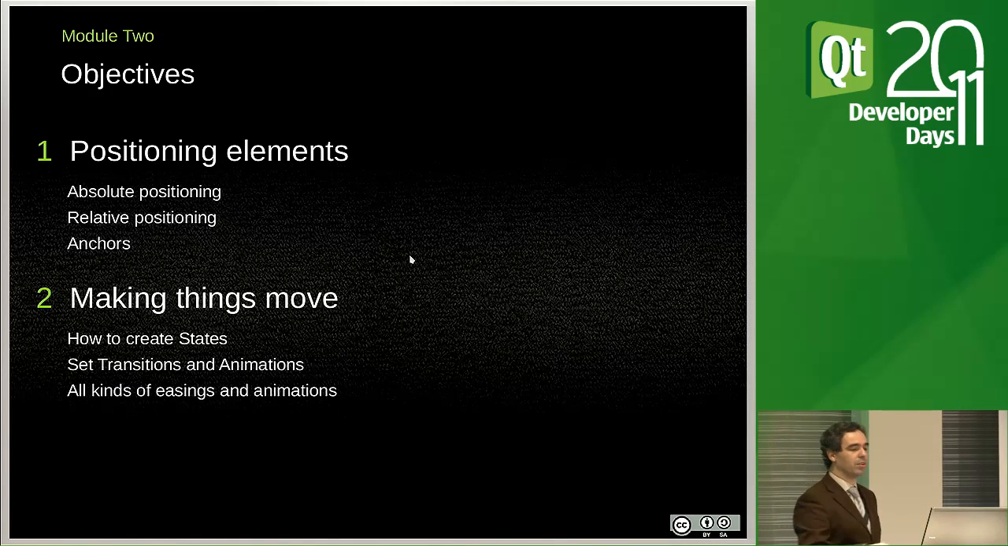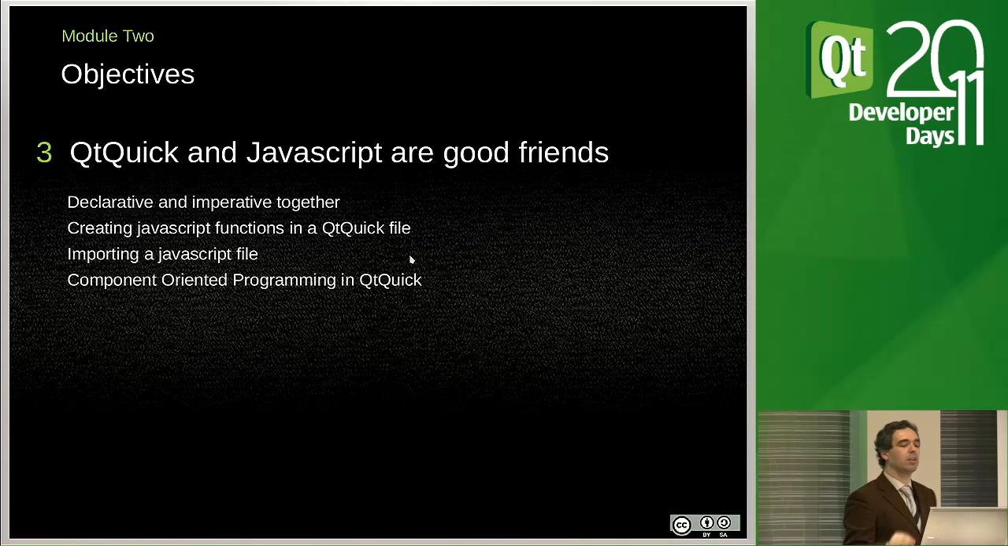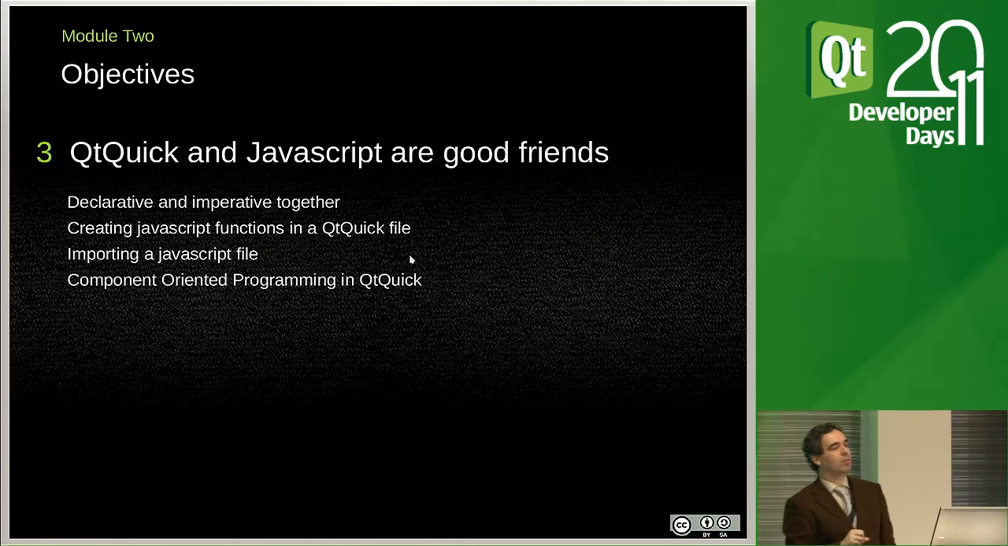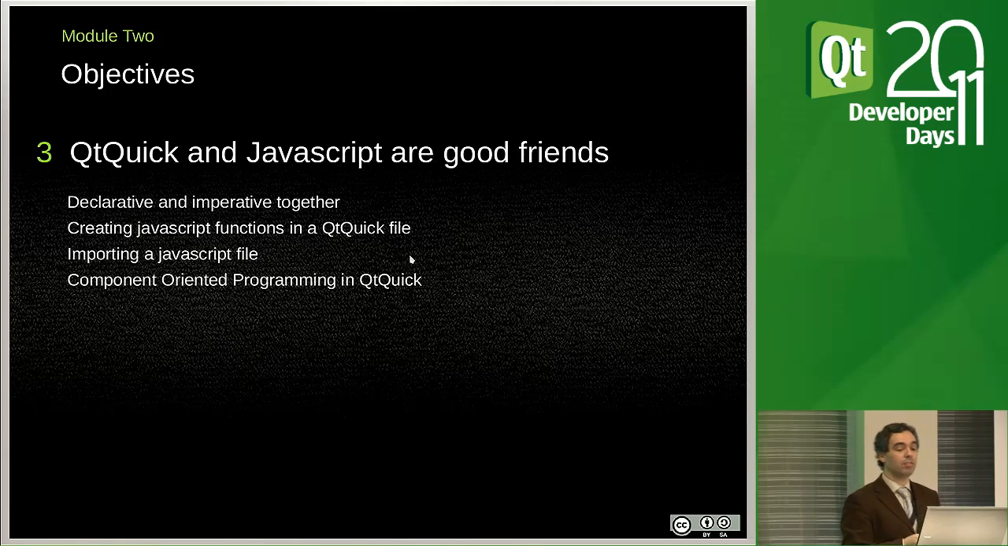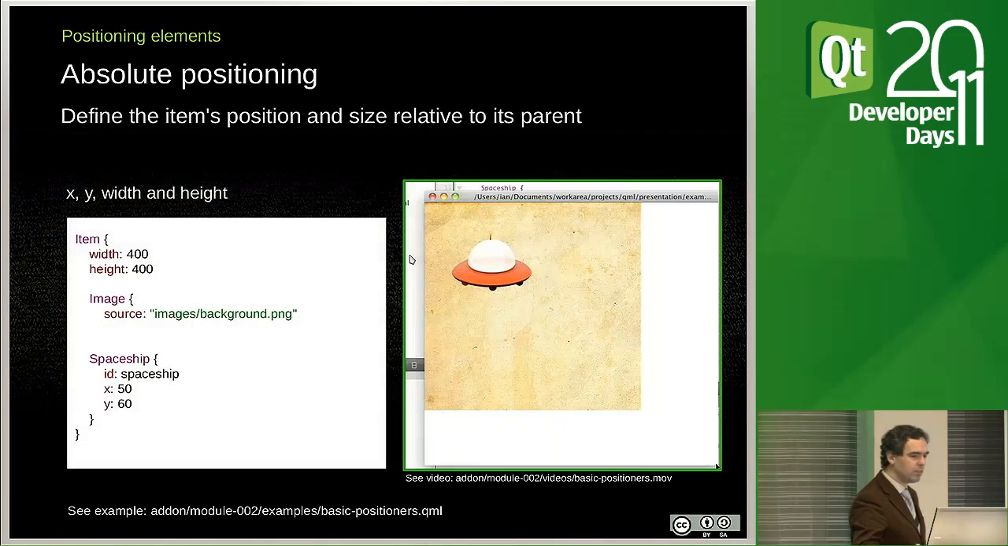But before we go into that, we just want to clarify a little bit more about the positioning of elements and why this is important in the notions of making things move. And then finally, we'll talk a little bit about Qt Quick and JavaScript, how to use JavaScript inside your QML files, and how to extract little bits of code from your QML into other files and reuse them along the way. So first, let's go a little bit about positioning elements.